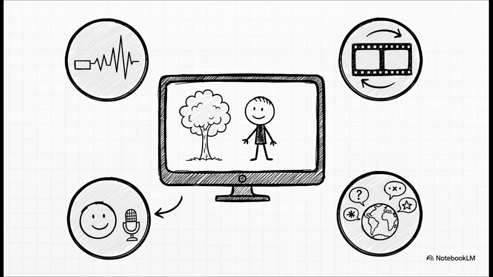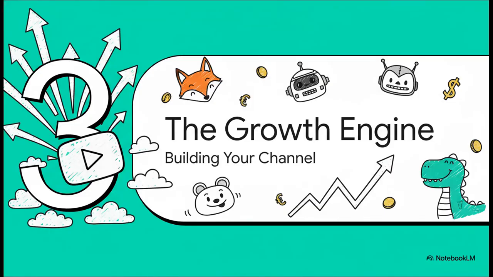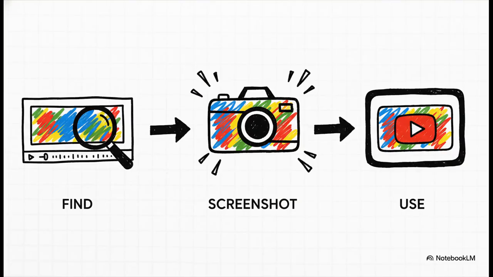It's amazing. Making one video is awesome, but the real goal here is building a channel that actually grows over time, right? Something sustainable. So how do you take these AI-generated videos and turn them into a reliable engine for views and, well, income? First up, thumbnails.